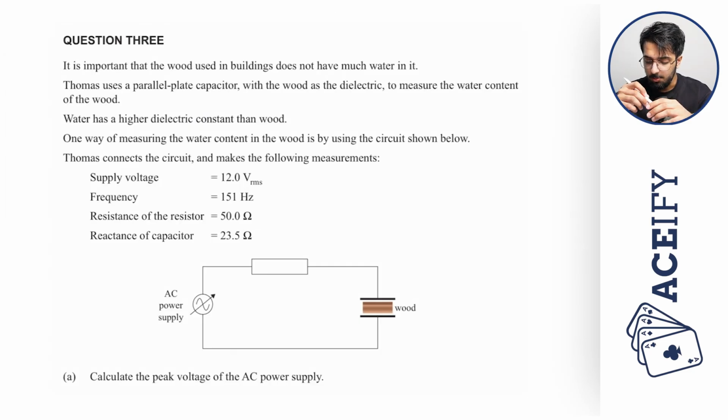It is important that the wood used in buildings does not have much water in it. Thomas uses a parallel plate capacitor with wood as a dielectric to measure the water content in the wood. Water has a higher dielectric constant than wood. One way of measuring the water content in wood is by using the circuit shown below. Thomas connects the circuit and makes the following measurements. Calculate the peak voltage of the AC power supply.